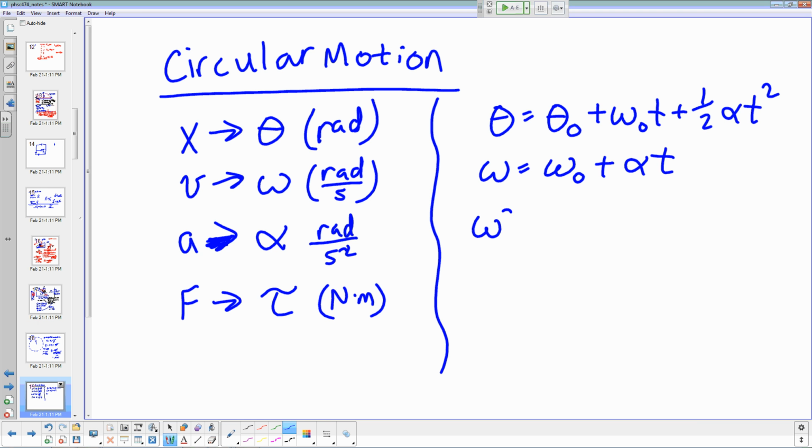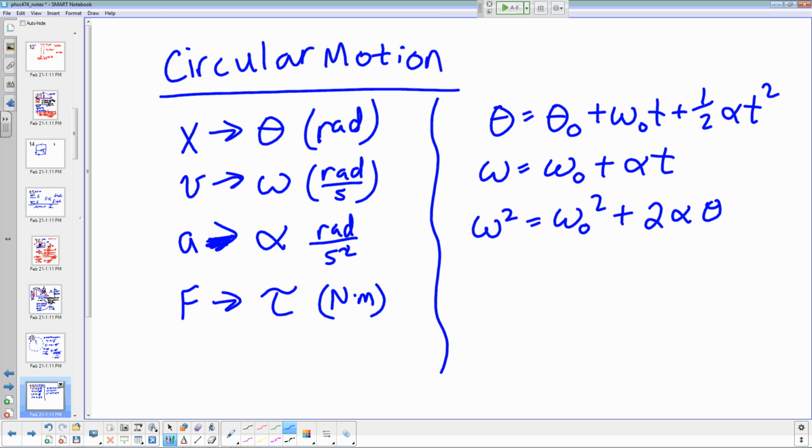And the other one was omega squared equals omega naught squared plus, was it 2 alpha theta? Is that right? It's the analog of v squared equals v naught squared plus 2ax. I don't usually use this, so is that right? Okay, yeah. So this is the circular analog to that, if you will.